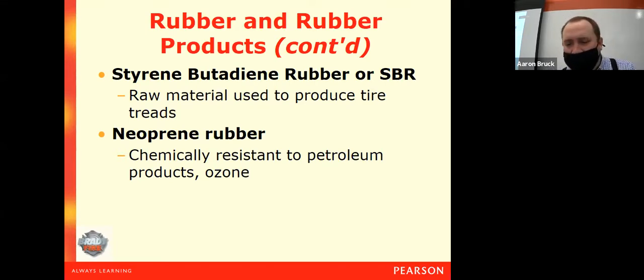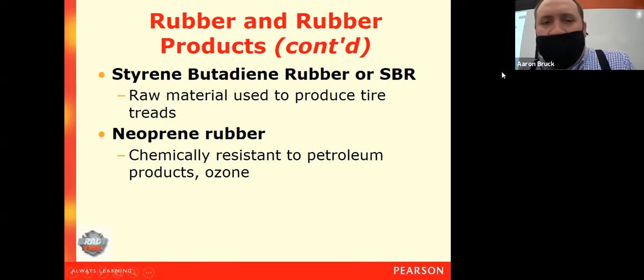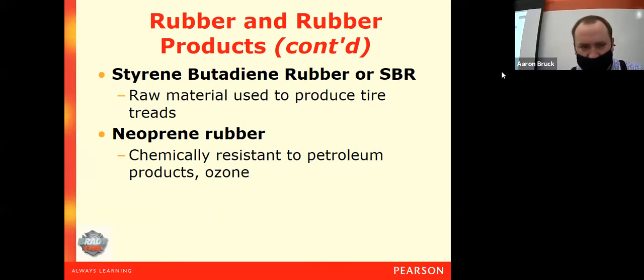There are a couple of common ones that are out there. SBR, styrene butadiene rubber. This is the primary rubber derivative that is used to make tires and tire treads in particular. Neoprene rubber, we see these used especially in the oil and gas industry. These are ones that are particularly resistant to petroleum products, ozone products. So we see these in a lot of things like mechanics gloves.